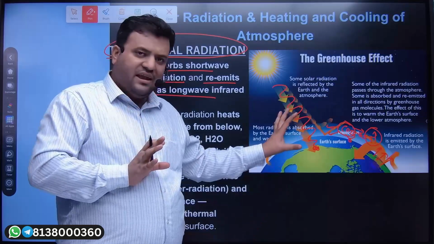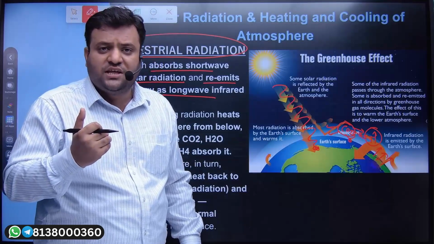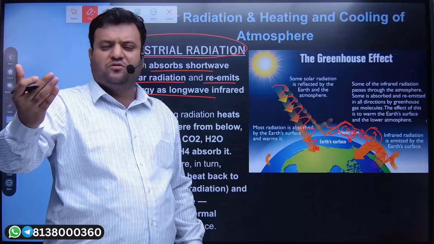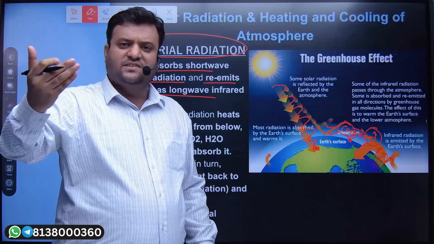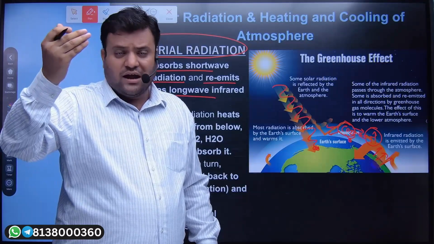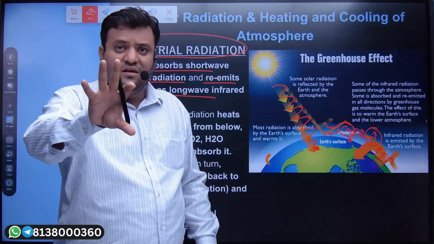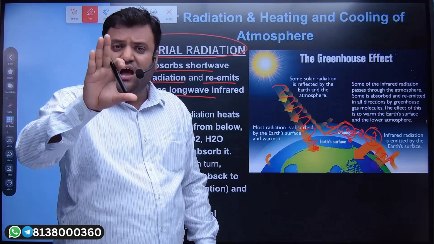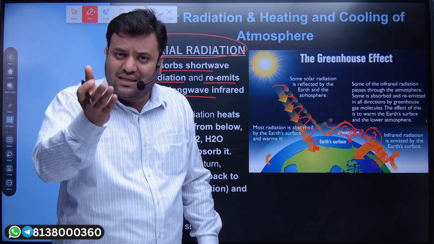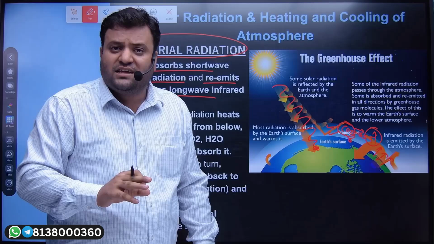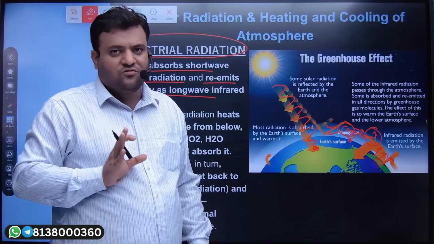Now we have a natural balance, but because of human activities, because of the anthropogenic emission, we have released a lot of CO2 in the atmosphere, a lot of nitrous oxide, a lot of oxides of nitrogen and sulfur. We have released a lot of chlorofluorocarbons, and because of that excess amount which has been released, it is going to trap the long wave radiation, and the net result is that the average temperature of the atmosphere is increasing. This we refer to as global warming.